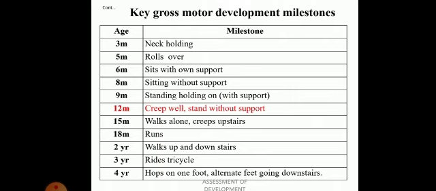At the age of 18 months, the child will run. Clear? So that will also be independent. At the age of 2 years, the child will walk, and downstairs also the child can come. At the age of 3 years, the child will be riding a tricycle, and at the age of 4 years, the child will be hopping on one foot, or may learn how to climb the stairs with alternate feet. Clear? Like on the first step the right foot, on the second step the left foot, again right, again left. So one foot on one step, in ascending as well as in descending, at the age of 4 years.